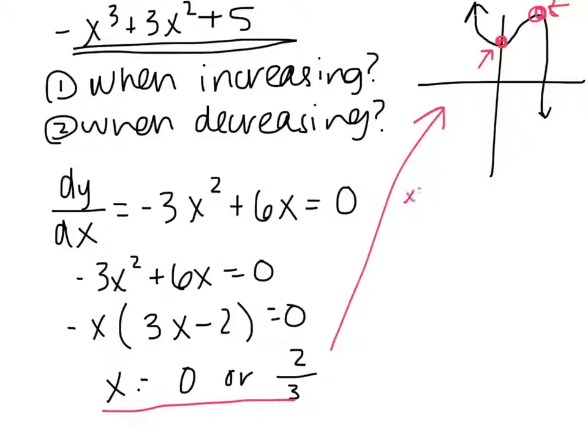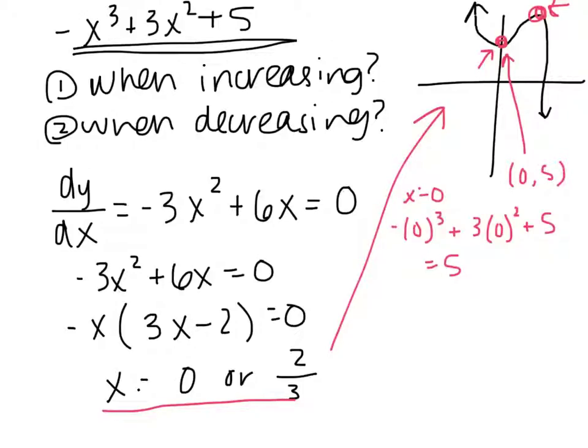So for x equals 0, I can plug it in: negative 0 cubed plus 3 times 0 squared plus 5, which is just 5. So this coordinate right here is 0, 5. And then if x equals 2/3, I would say negative 2/3 cubed. Now this is kind of a gross number. That's okay. Plus 3 times 2/3 squared plus 5.